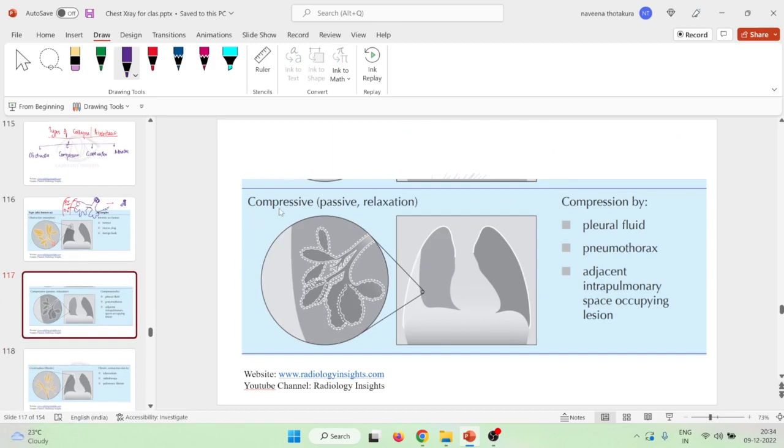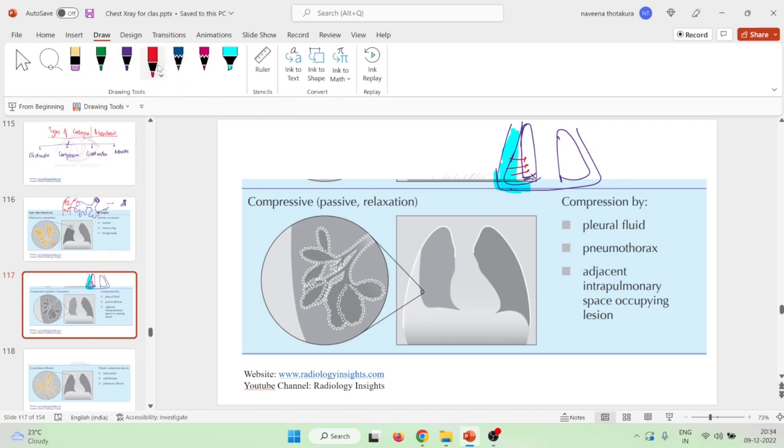Then we have compressive atelectasis, which is also called passive or relaxation atelectasis. Here there is an extrinsic cause. If this is the normal lung with a normal pleural space, and the patient develops a pleural effusion or a pneumothorax, this pushes the lung, and slowly it collapses.